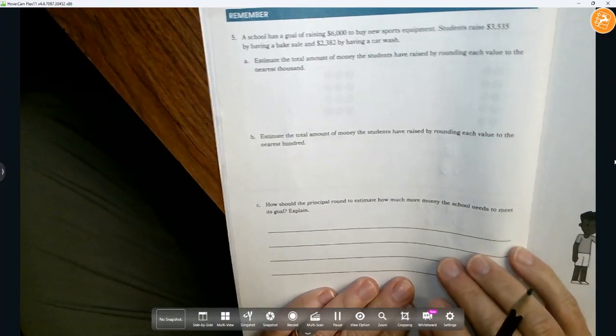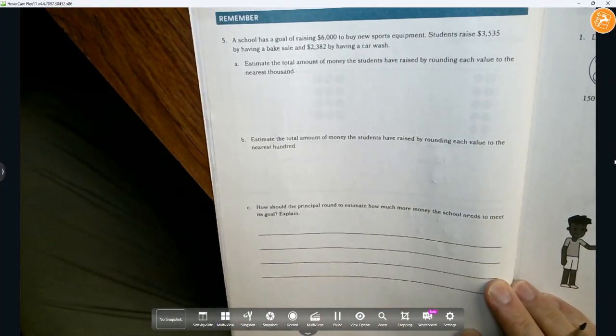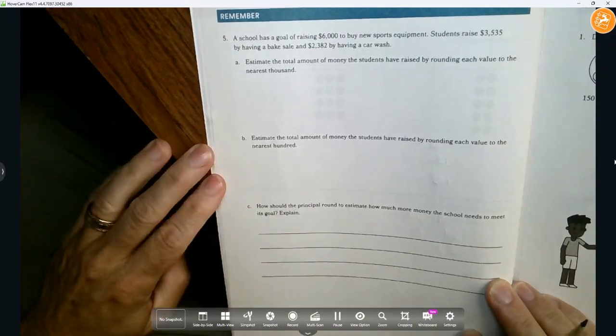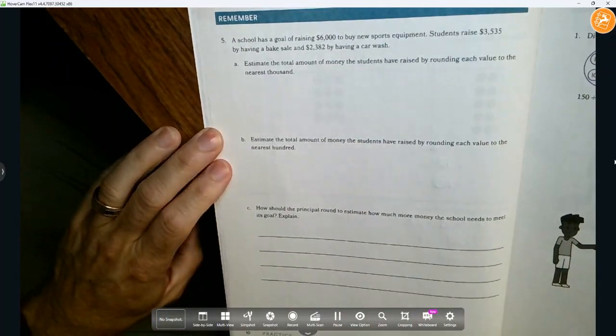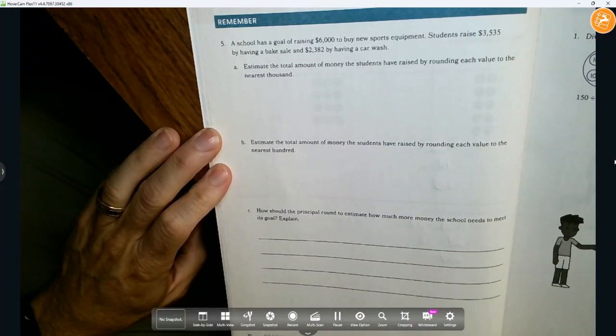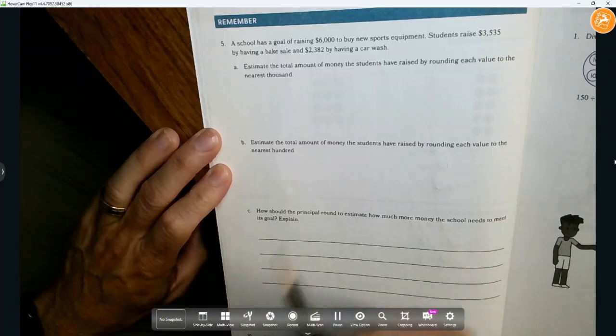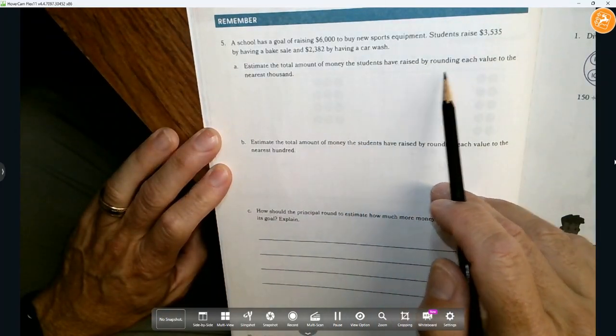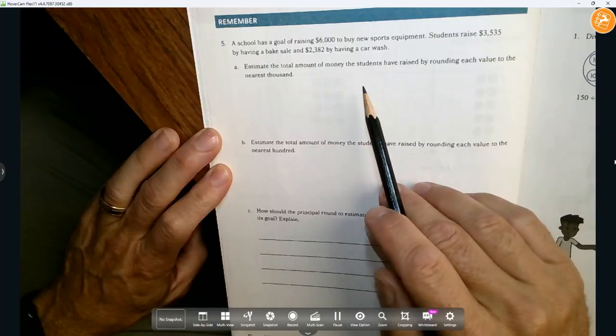All right, I will read these to you, but then I'm going to want you to try to do them on your own. All right. Number 5 says, a school has a goal of raising $6,000 to buy new sports equipment. Students raise $3,535 by having a bake sale and $2,382 by having a car wash. Sorry, it's been a long day. Estimate the total amount of money the students have raised by rounding each value to the nearest thousand.